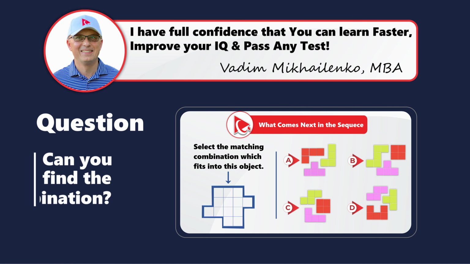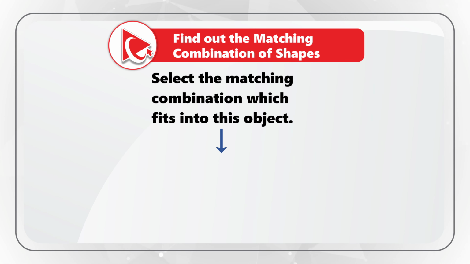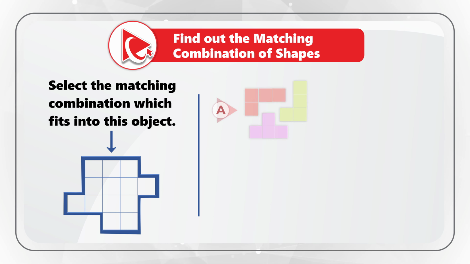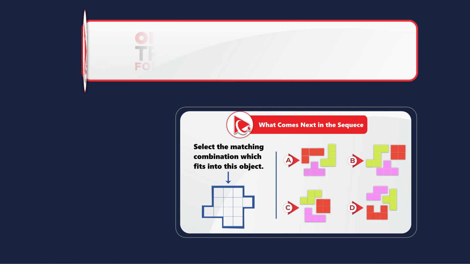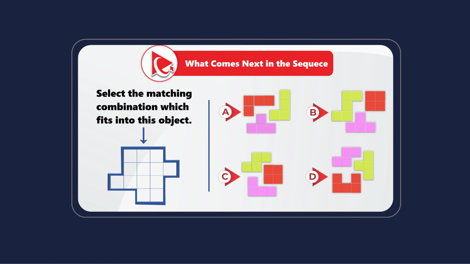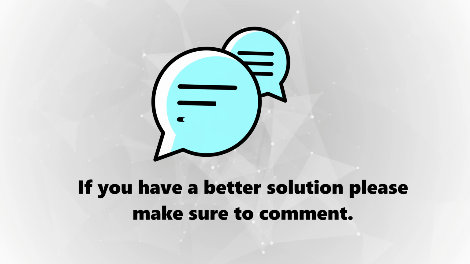Here's the phenomenal question to test your spatial reasoning skills. You need to select the matching combination which fits into this object, and you need to do the selection out of 4 possible choices. Choices A, B, C, and D. Take a close look, maybe pause this video to see if you can find the perfect combo. Are you ready? Let me share with you my version of the solution, and I'm also going to share some tips and tricks question designers used here to confuse you. And obviously, if you have a better way to solve it, please make sure to post in comments.